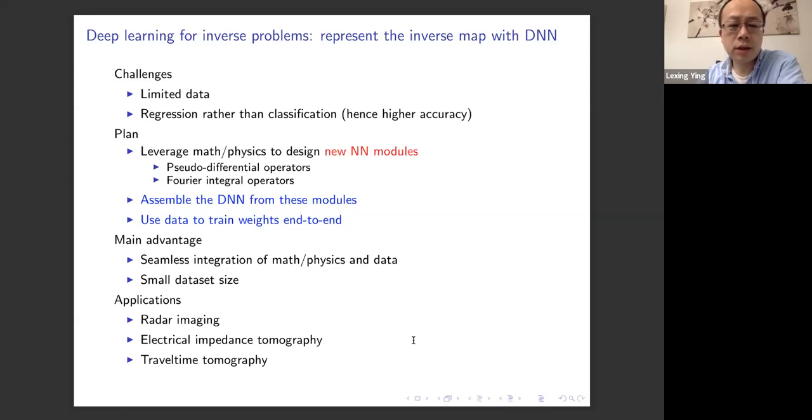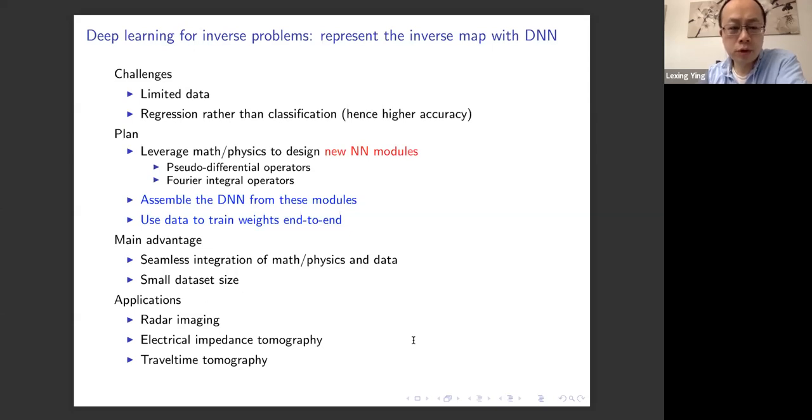The second main challenge is that we often face a regression problem rather than a classification problem, because we're trying to find out what our internal parameter field eta is. So the plan for our approach is to leverage mathematics and physics in the design of new neural network architecture modules. Two of the examples I'm going to talk about today are pseudo-differential operators and Fourier integral operators. Pseudo-differential operators appear quite often in, for example, electrical impedance tomography problems. Fourier integral operators are really the workhorse of many wave-based inverse problems.